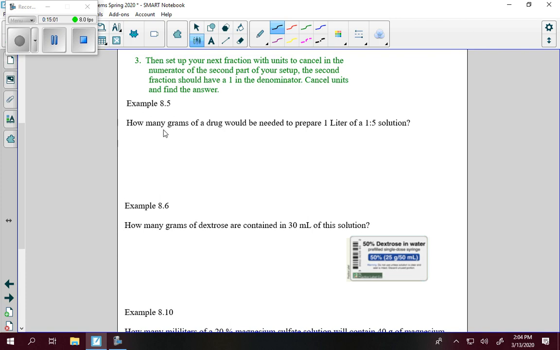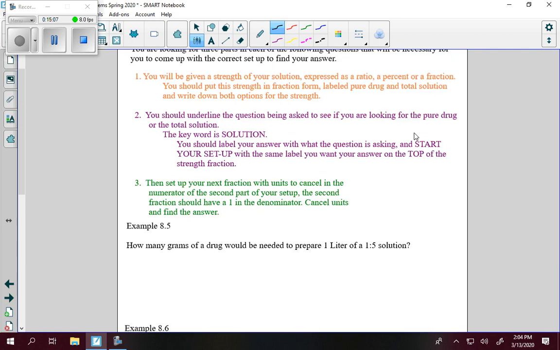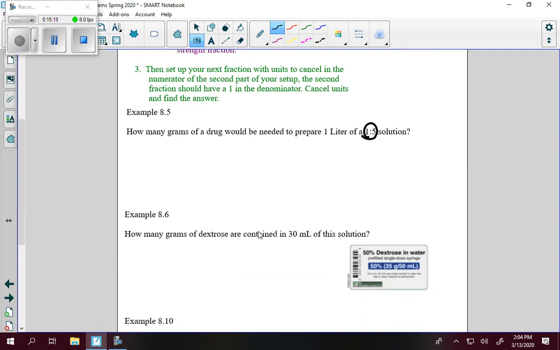The first question says, how many grams of a drug should be needed to prepare 1 liter of a 1 in 5 solution? My first step, again, if you could recall, says we'll be given the strength expressed as a ratio, fraction, or percent. Here I see the ratio as 1 to 5. And it says to make this a strength fraction labeled with pure drug and total solution. So I can say 1 to 5, and the 5 is total solution.